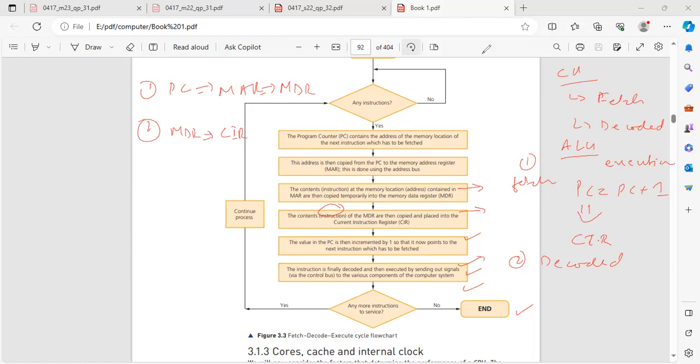Yes, now I got the idea. Yes, Nama. Okay, so I am moving back so that we go through it.